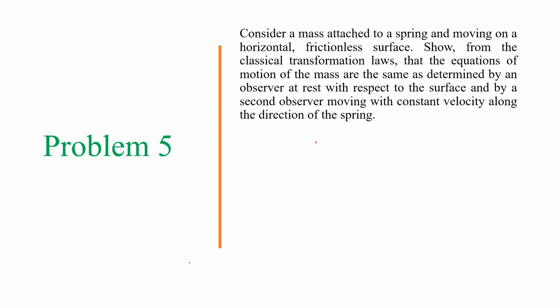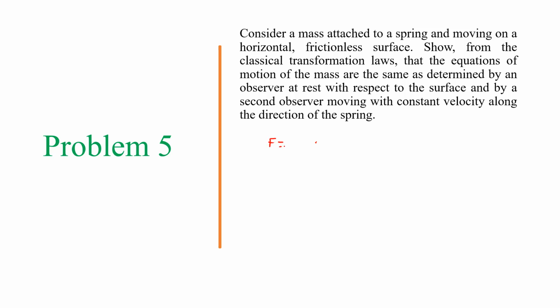And the last problem that we will discuss is this one. Consider a mass attached to a spring and moving on a horizontal frictionless surface. Show from the classical transformation laws that the equations of motion of the mass are the same as determined by an observer at rest with respect to the surface and by a second observer moving with constant velocity along the direction of the spring. So the equation of motion of the mass as determined by an observer at rest with respect to the surface. Okay, so we have this equation.